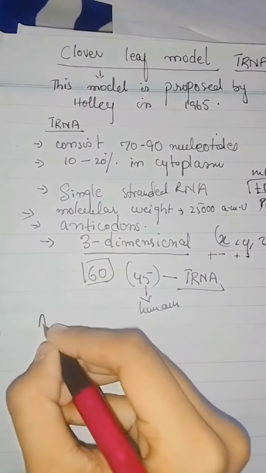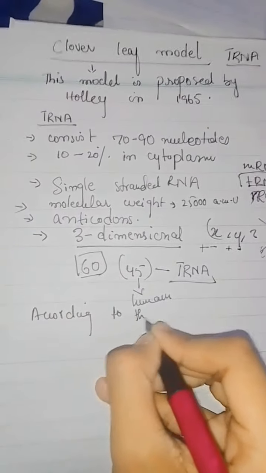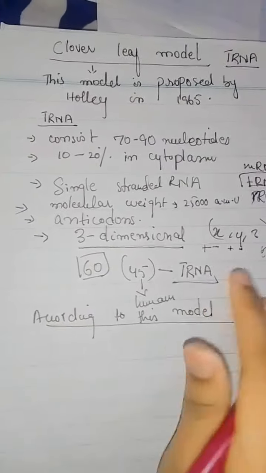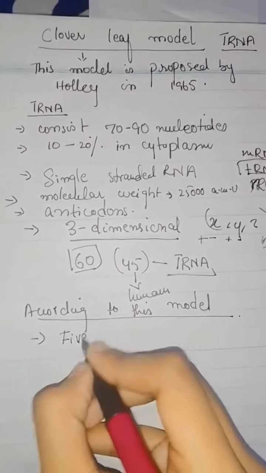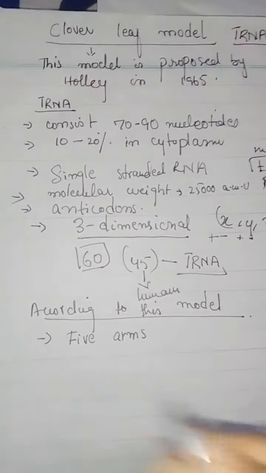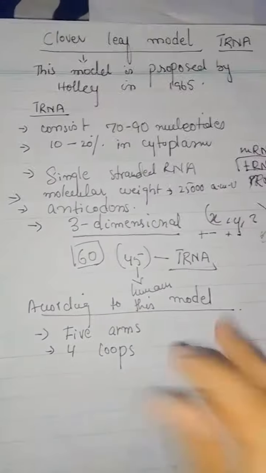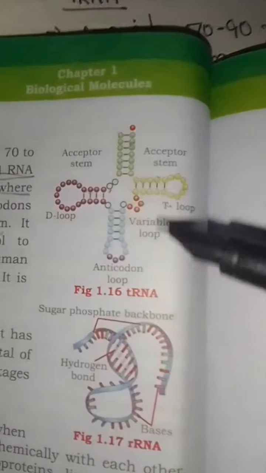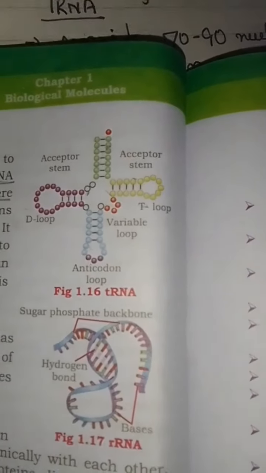Now, what are the postulates according to this model, the clover leaf model? tRNA basically has 5 arms and has 4 loops. We'll be discussing how it has 5 arms and 4 loops. So these are the 5 arms. It has 4 loops. This is the structure of tRNA.